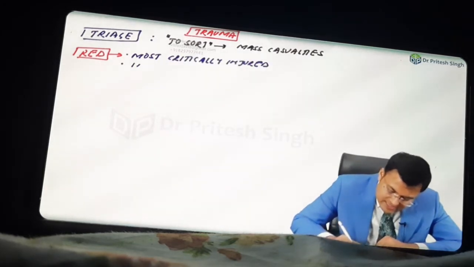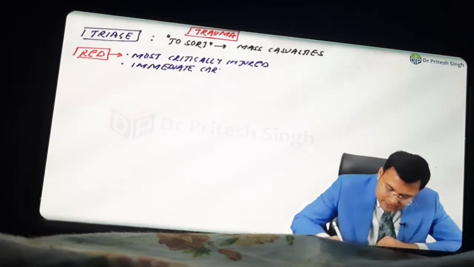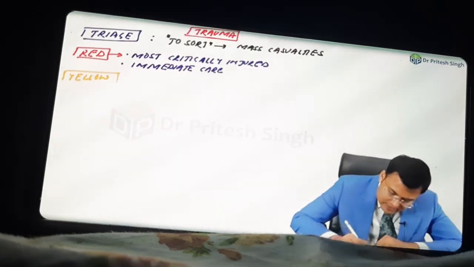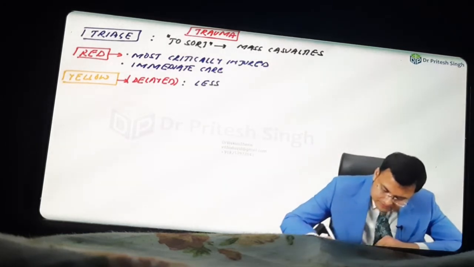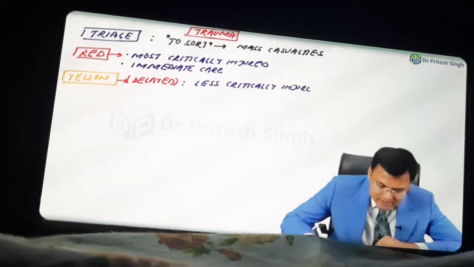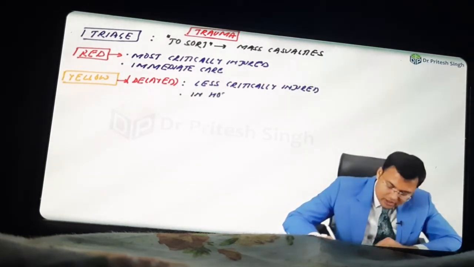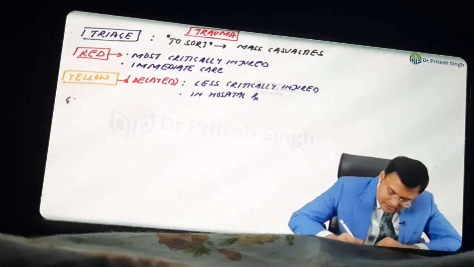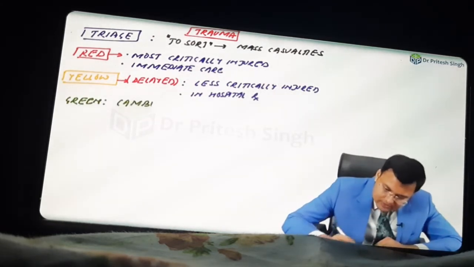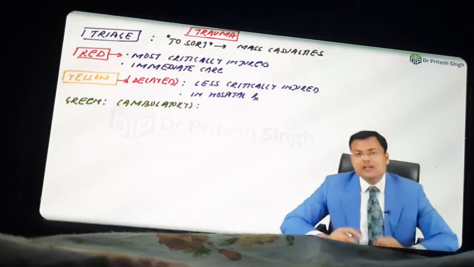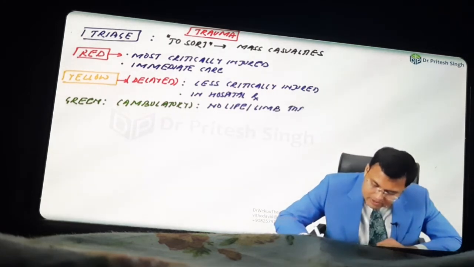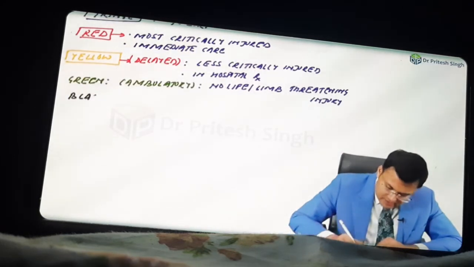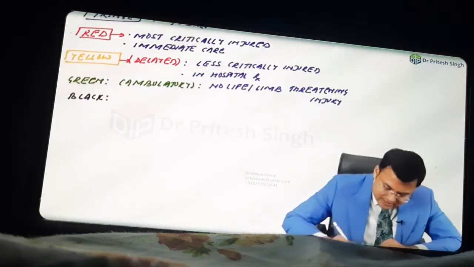And in this patient, immediate care is required. After that, yellow. Yellow means delayed. In this particular category, there is a less critically injured patient, and in-hospital treatment is required. Third is green. These are ambulatory patients, and here there is no life or limb-threatening injury. And black. Black means expectant treatment. Here, the patient is dead or moribund.